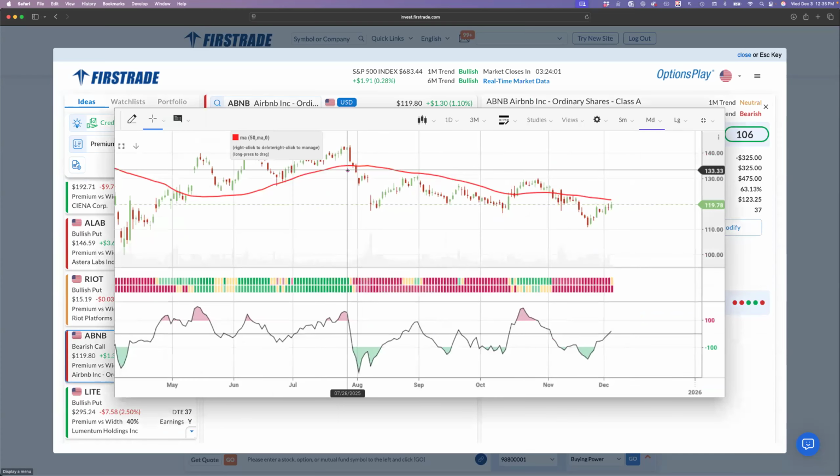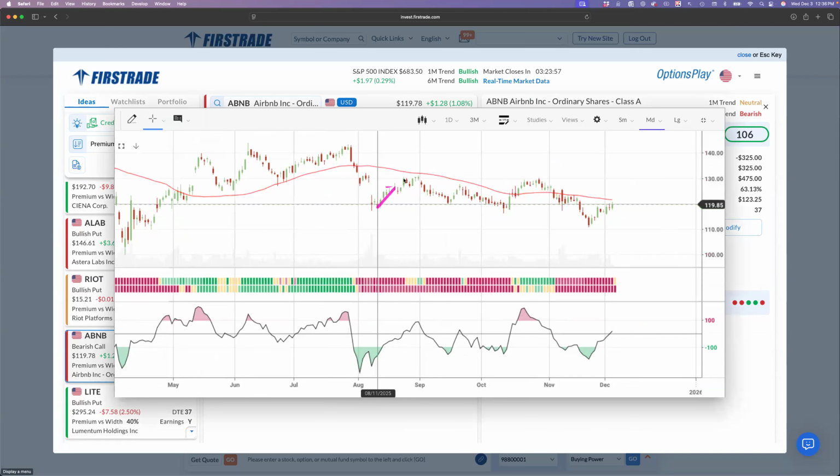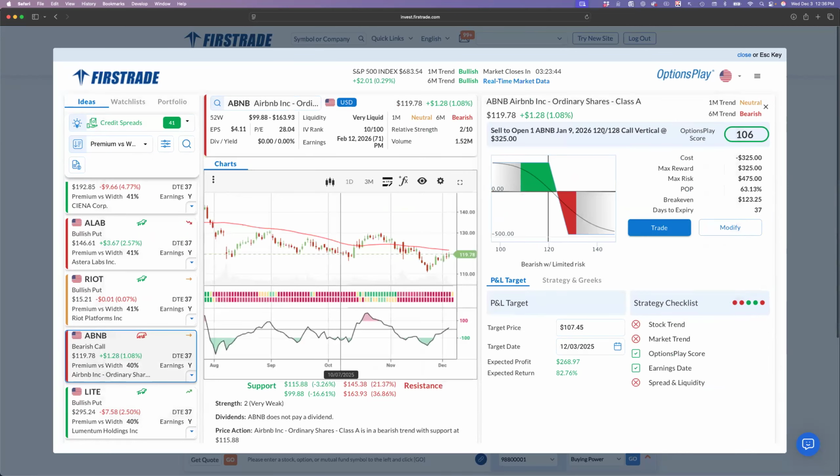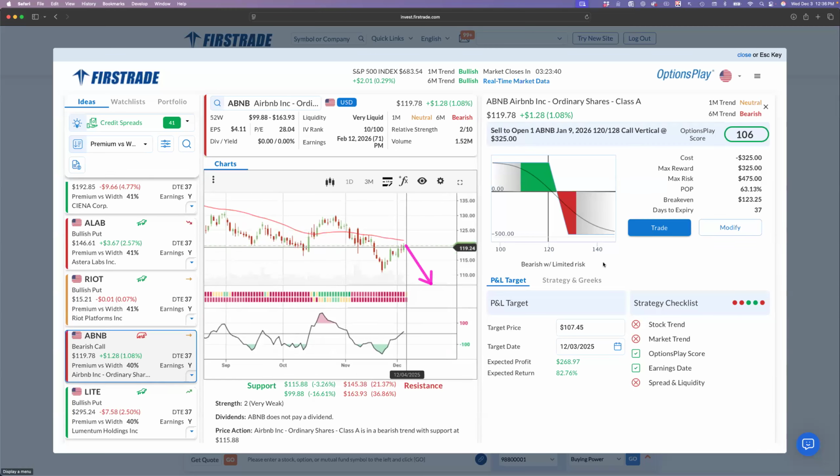Look at Airbnb. It's in a clear downtrend, right? What we're looking for are these rallies in these downtrends to be a seller of this particular stock. And that's exactly what we've gotten here. We've rallied into that 50-day moving average, and maybe you think that this is now going to be potentially the next leg lower. So now we've identified a good timing on a short here. Now let's look at selling the 120/128 put spread.